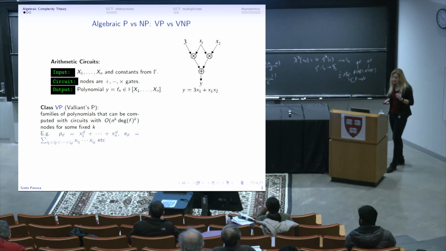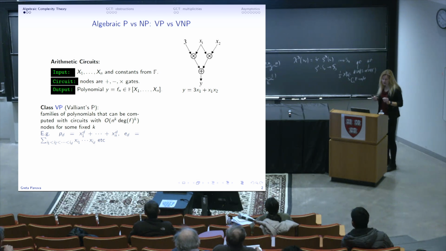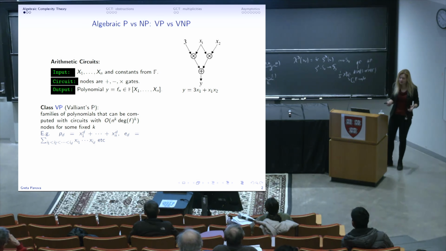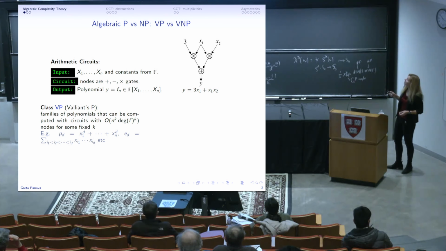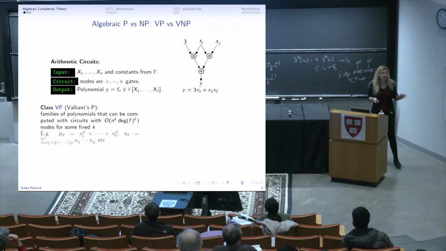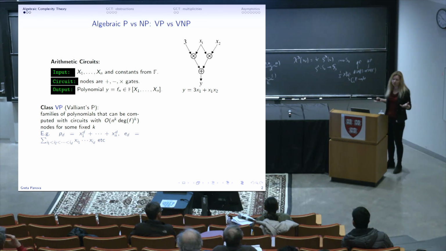So there is going to be the class VP, which is Valiant's P. These are families of polynomials which can be computed with circuits with polynomially many nodes. And when I say polynomially many, I mean polynomial in both the number of variables, which is in this case n, and the degree of the polynomial. But for all practical applications, the degree of the polynomial is not going to be large. It's going to be smaller than or equal to the number of variables. So we shouldn't worry about this.